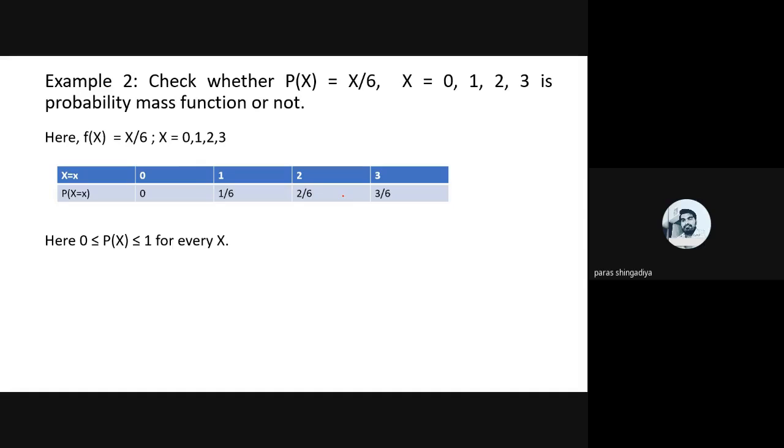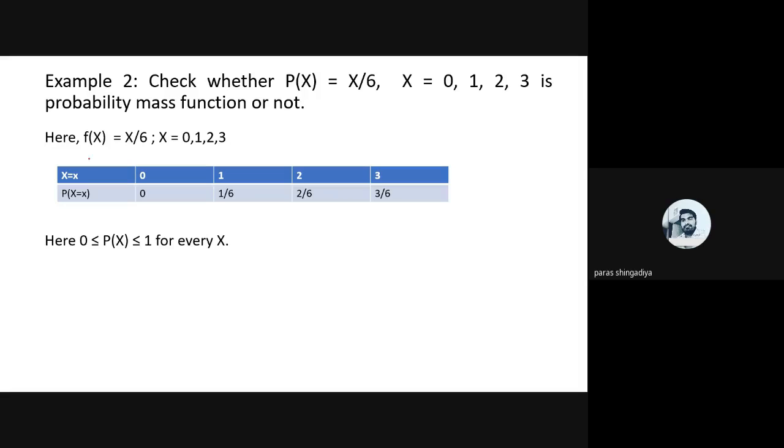Let us use this concept in the second example, where p of x is given as x by 6, and the random variable takes the values 0, 1, 2, 3. Check whether it is a probability mass function or not. First we'll prepare the probability distribution, and then check the outcome of each p of x. It should be from 0 to 1, and the total of the sum should be 1.